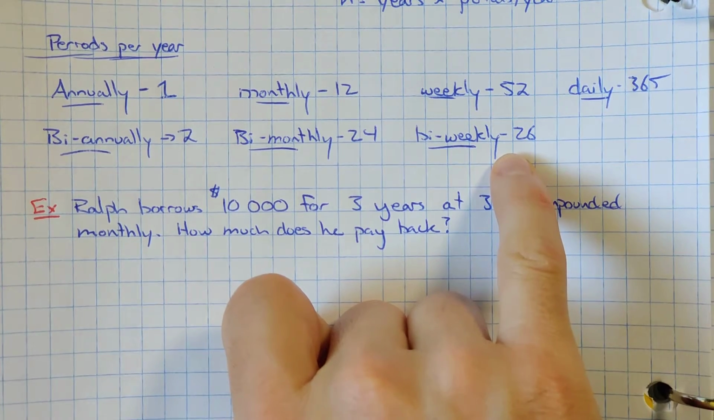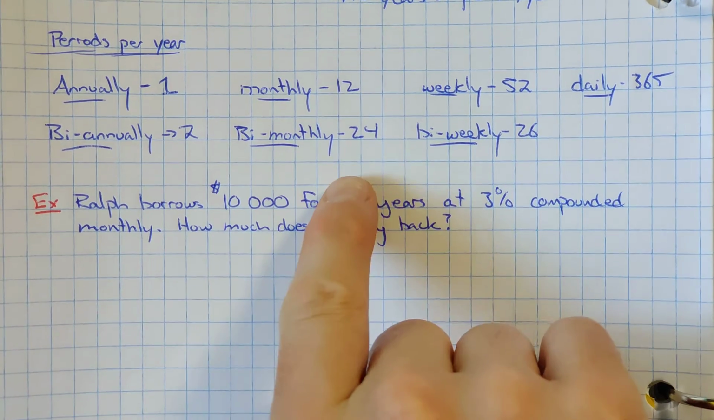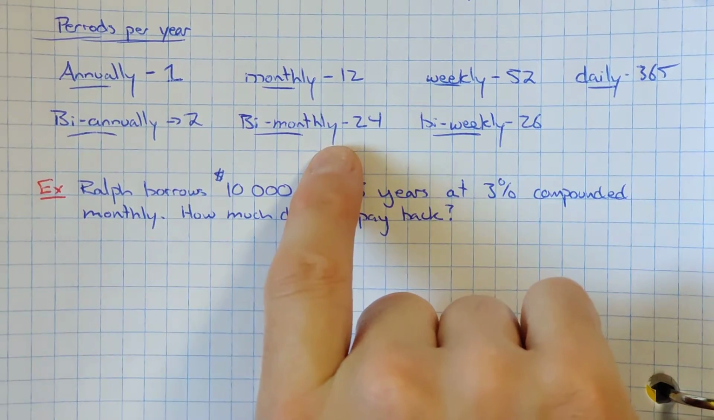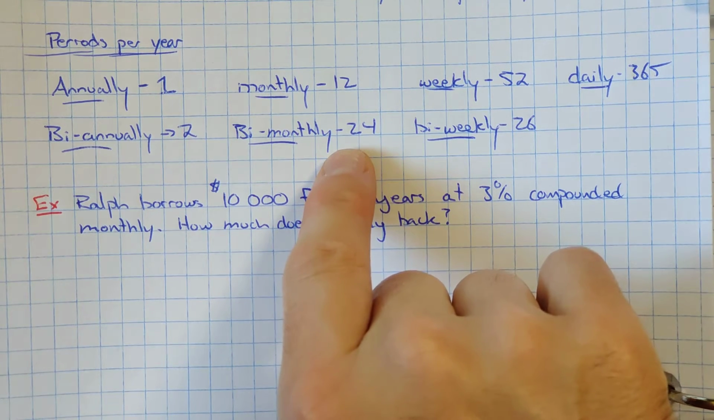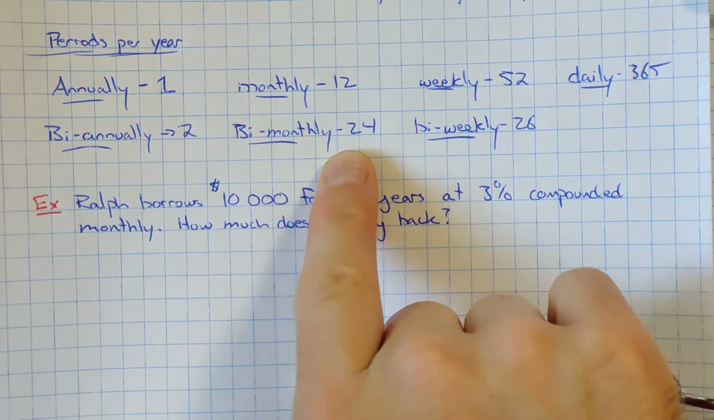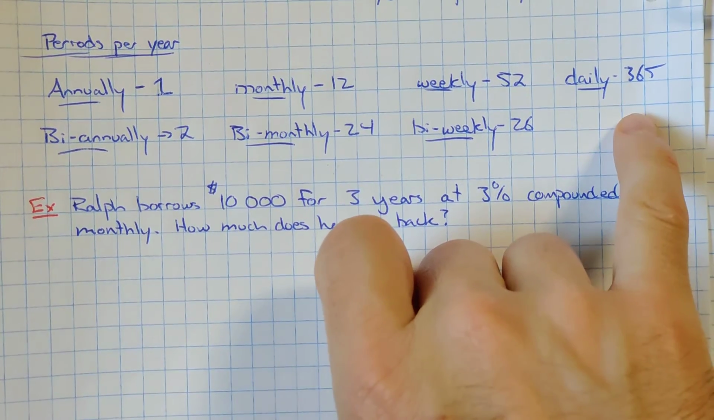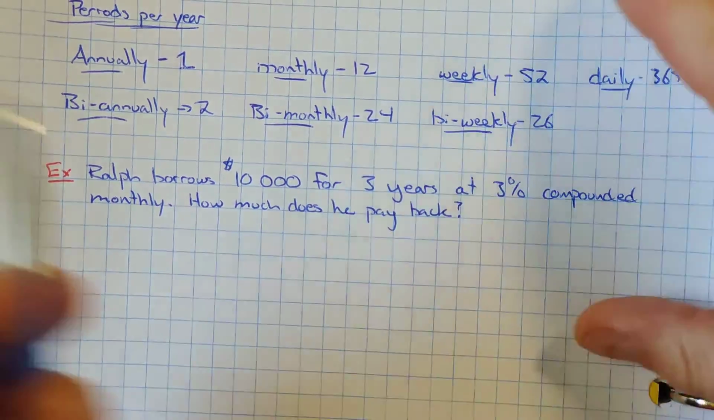Bi-weekly, we mean every second week, and so things get confusing a little bit. That's why I'm defining especially these ones. So bi-weekly, every 2 weeks. Or sorry, bi-monthly, twice a month. Bi-weekly, every 2 weeks. And then daily, 365. So make sure you refer to especially these two right here.